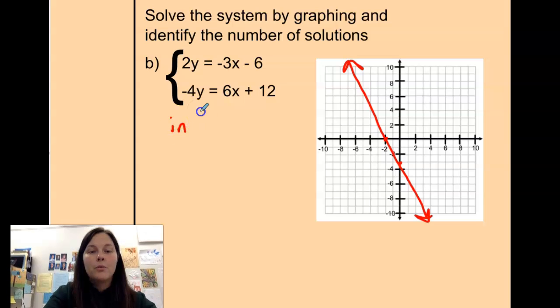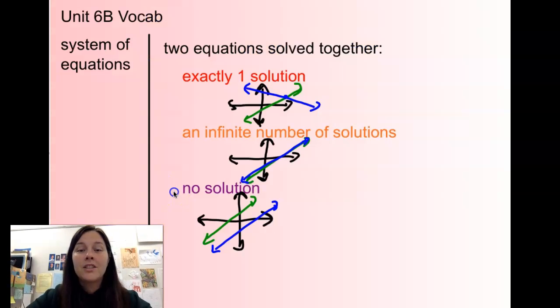If you don't remember the word infinite, that's okay. You can just also say that there are many solutions. All right, circling back to this, as a reminder, there is one more type of solution, and that is this one right here. We didn't see that one in one of our examples, but there could be a potential where there is no solution when the lines are parallel and do not touch at all.